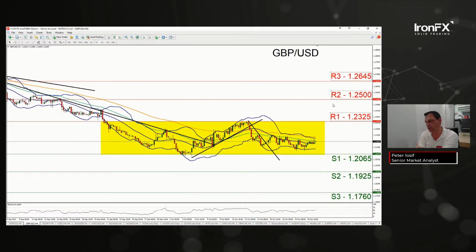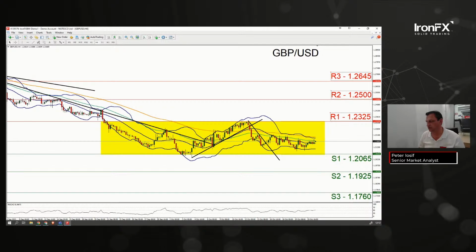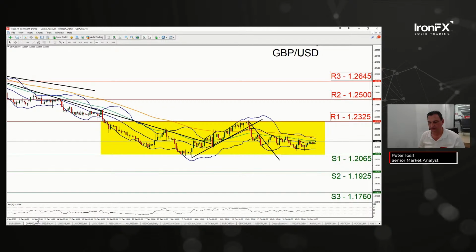On the other hand, a bearish outlook, I would adopt a bearish outlook should the price action of cable be able to break below the S1 1.2065 and start aiming for the S2 1.1925. With no time to waste, let's move to USD/JPY.